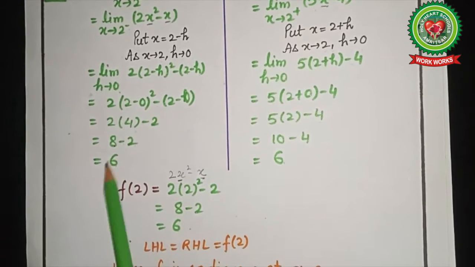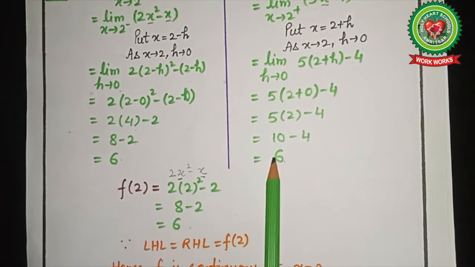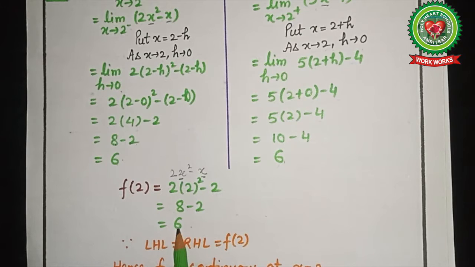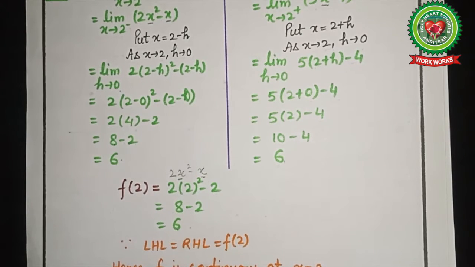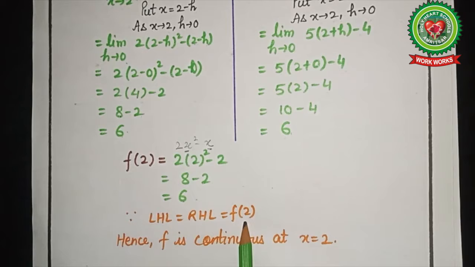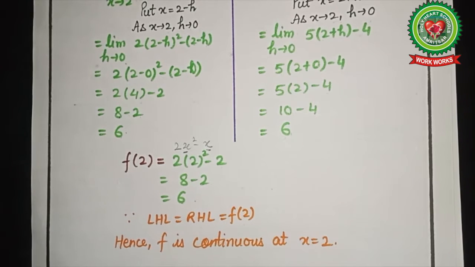Now you can see that the left hand limit equal to the right hand limit equal to the value of the function at point 2 is the same. As all these values are equal, hence f is continuous at x equal to 2.